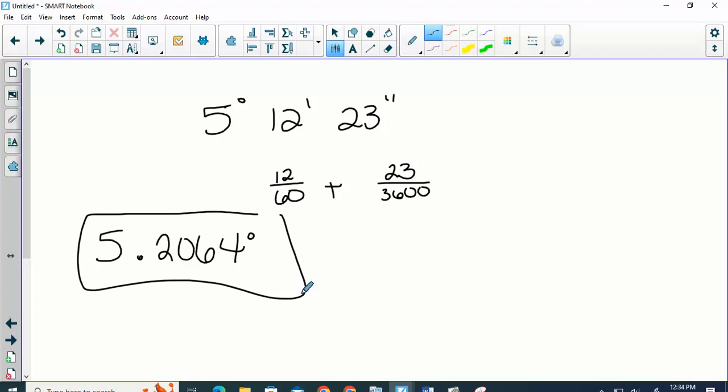So that's the process that is spelled out on your notes handout. Leave the degree the same, divide the minutes by 60 because 1 degree is 60 minutes, divide the seconds by 3,600 because 1 degree is 3,600 seconds, and then we add them together.